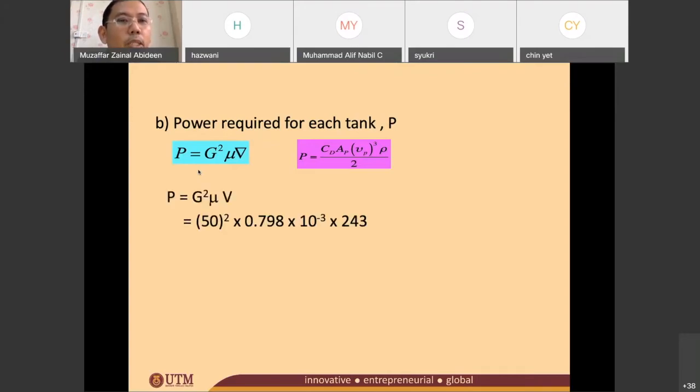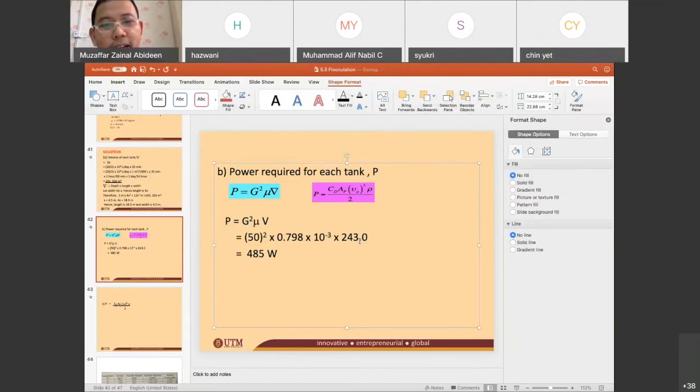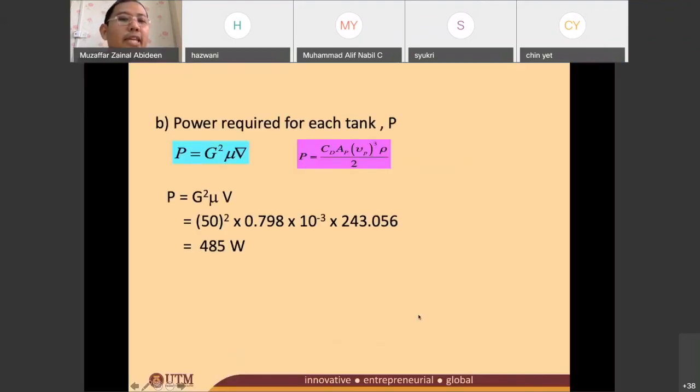So P is equal to G squared, 50 squared, times mu, times the volume that we've just calculated, 243.056 or something. And then there you go. That's the answer. And the answer is 485 watts.